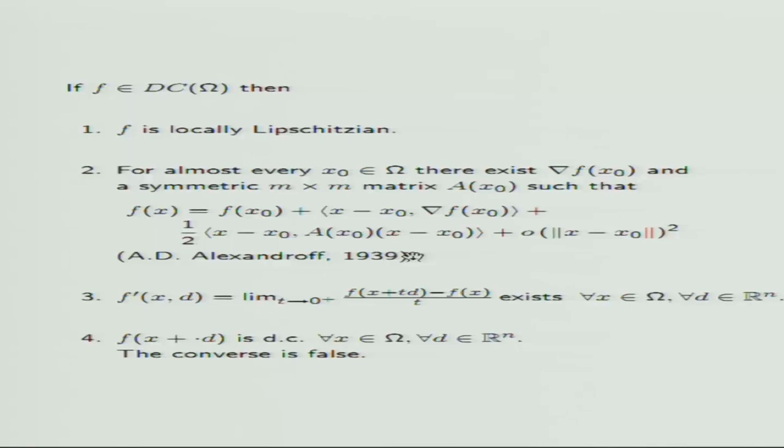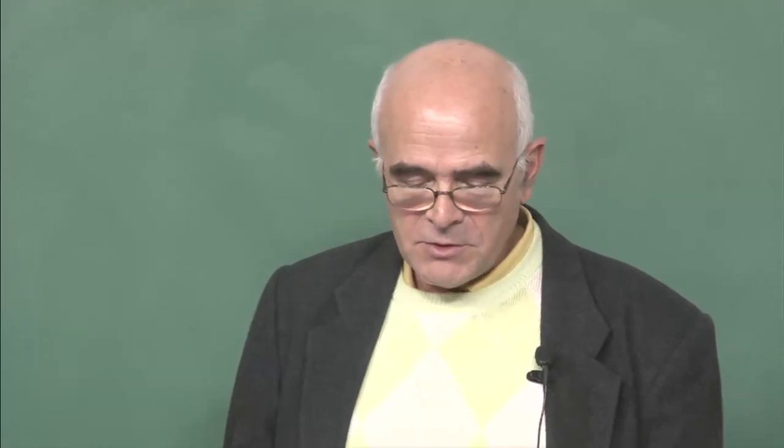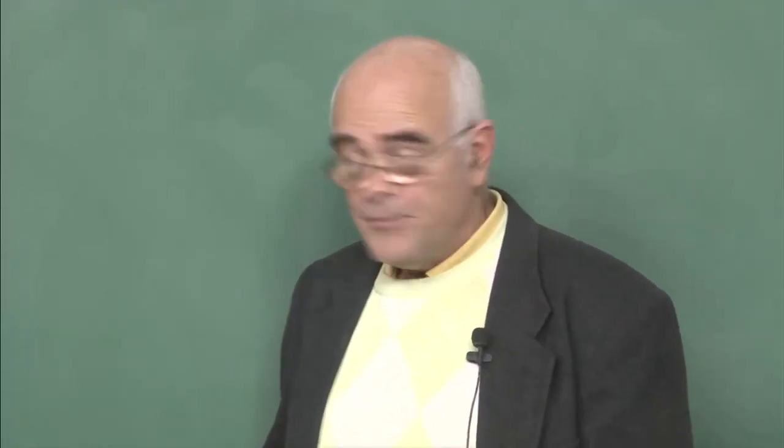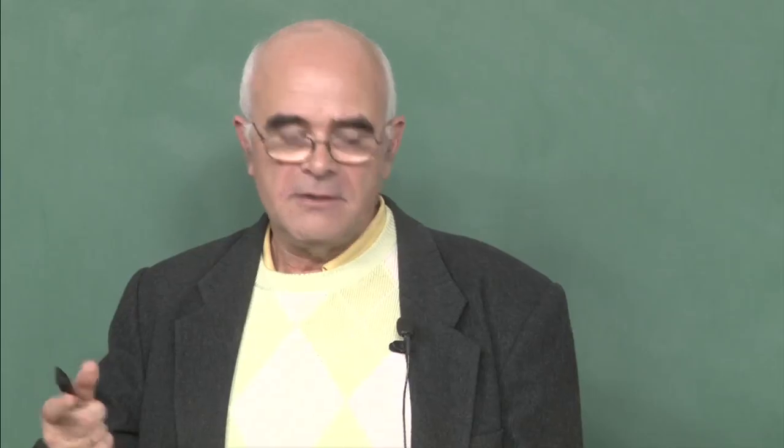This statement was for convex functions, but of course it translates to DC functions, because one can easily see that this almost everywhere property is also satisfied in that case. Then we have a third property: since convex functions have one-sided directional derivatives everywhere, the same must happen for every DC function. We are just subtracting two convex functions. And the last result on this page says that every DC function is DC on every straight line, on every segment, let's say, contained in the domain of the function.